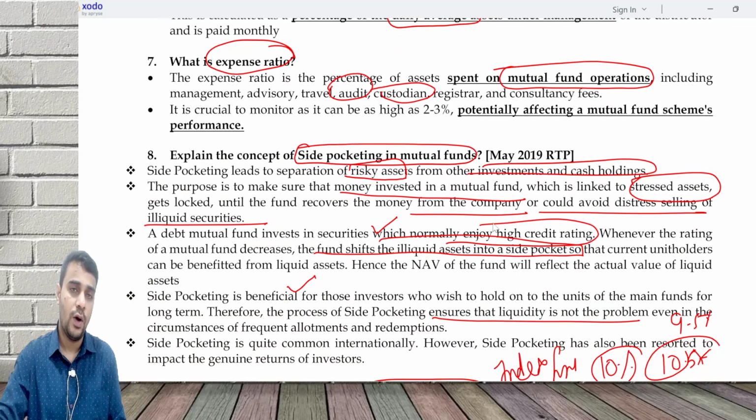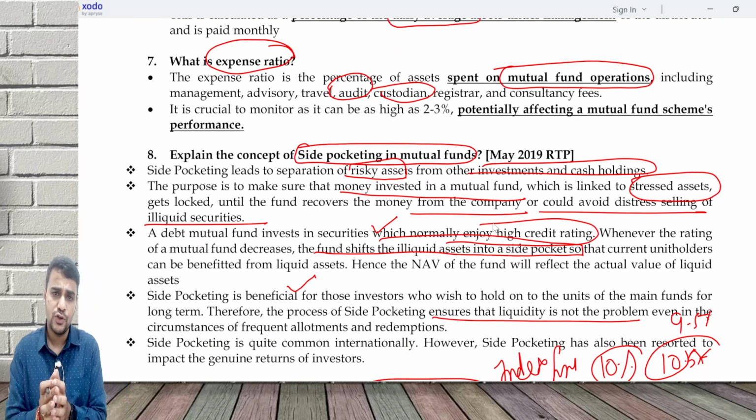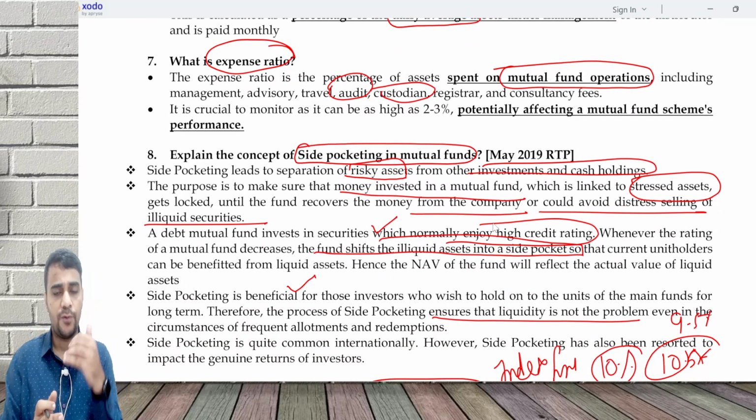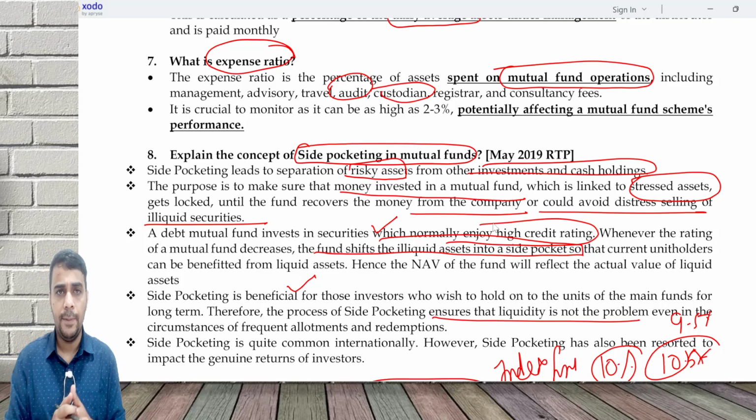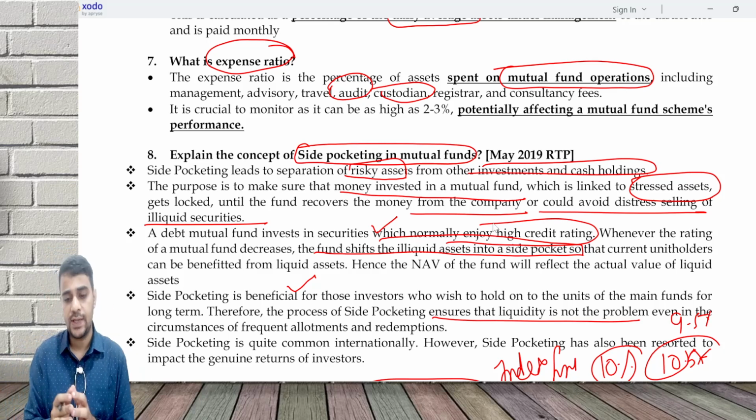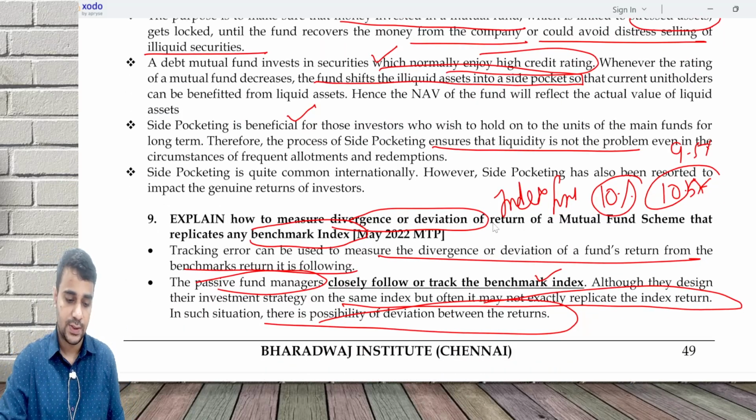Side pocketing will work in case a debt mutual fund has invested in multiple securities and one of them has become illiquid. Why did it become illiquid? Because there is some default which has happened there. So you move this to a side pocket and the main fund continues to be there. You can continue to be a buyer and seller in the main fund so that continues to be liquid. For the illiquid portion, if the money is collected back, it will be given back to those investors.